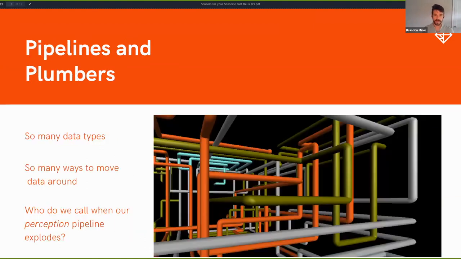So that brings us to pipelines. There are so many data types and so many ways to move data around that this actually becomes an engineering problem. And when our perception pipeline explodes, who do we call? Data in so many ways has analogies to plumbing. You have pipelines, you have data flow, and engineers can be considered the plumbers of such things, but where are the data plumbers?